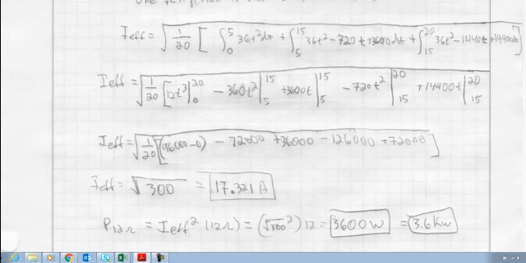Now, the last part of the question is what is the effective power delivered to a 12 ohm load. So all you need to do is take the effective current, square it, and multiply it by 12. So since it's the square root of 300, we just simply square the square root of 300, get 300 multiplied by 12. That works out to 3,600 watts, or 3.6 kilowatts.